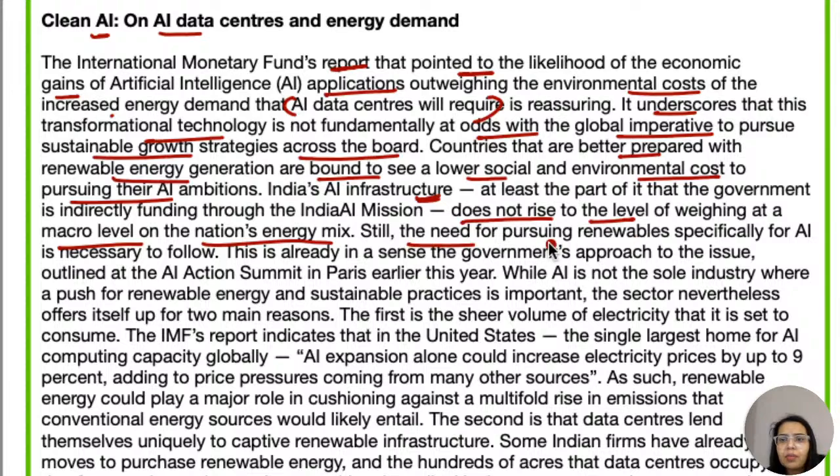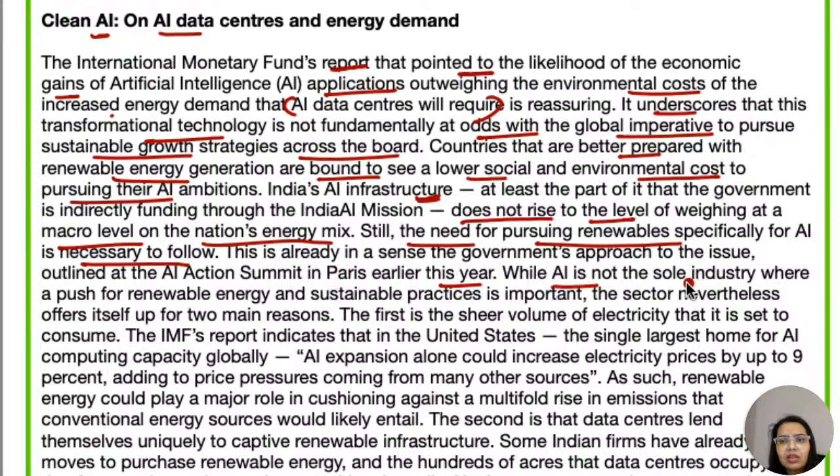Still, the need for pursuing renewables, specifically for AI, is necessary to follow. So, as of now, the author is saying we still need to keep going with generation of renewable energy so that the technology can grow. This is already, in a sense, the government's approach to the issue, outlined at the AI Action Summit in Paris earlier this year. So, this was already mentioned in this summit.